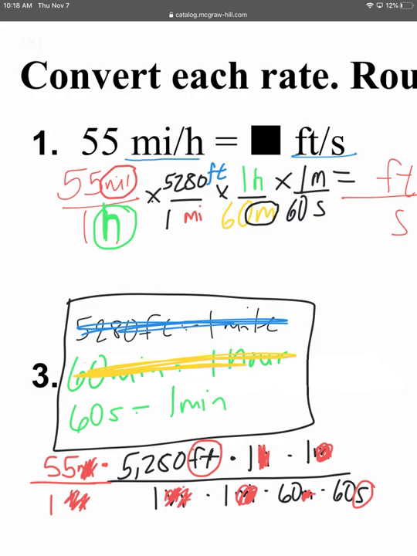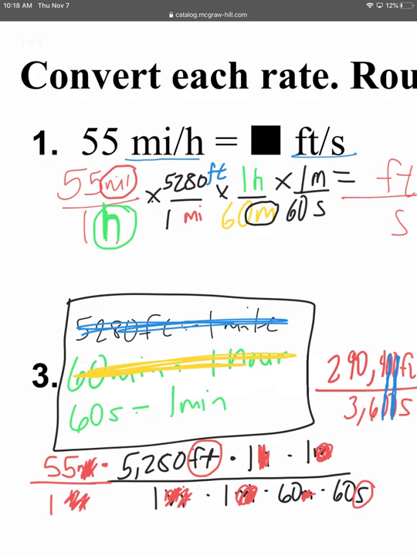And then from there, we're going to multiply everything in the numerator. We're going to multiply everything in the denominator. So 55 times 5,280 equals 290,400 feet over 60 times 60 is 3,600 seconds. And then we're going to simplify. So whenever we're dividing or simplifying and we have a 0 at the end of the number in the numerator and denominator, we can cancel those out. So those two zeros are going to get canceled out. These two zeros are going to get canceled out.